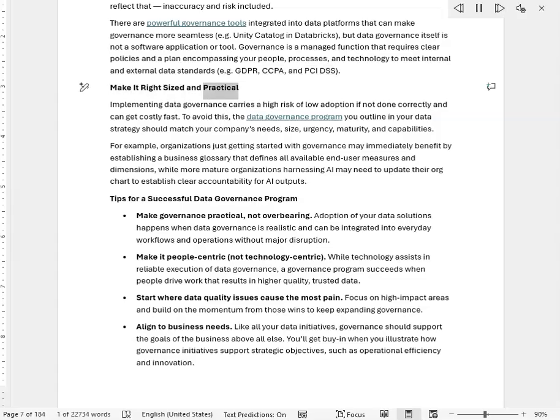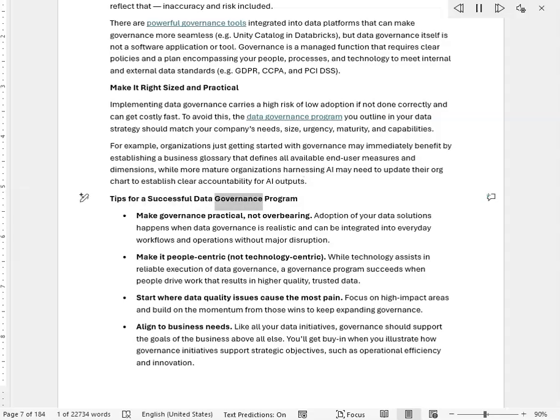Make it right-sized and practical. Implementing data governance carries a high risk of low adoption if not done correctly and can get costly fast. To avoid this, the data governance program you outline in your data strategy should match your company's needs, size, urgency, maturity, and capabilities. For example, organizations just getting started with governance may immediately benefit by establishing a business glossary that defines all available end-user measures and dimensions, while more mature organizations harnessing AI may need to update their org chart to establish clear accountability for AI outputs.